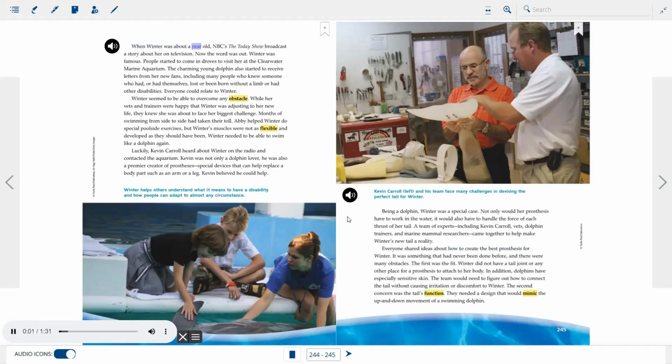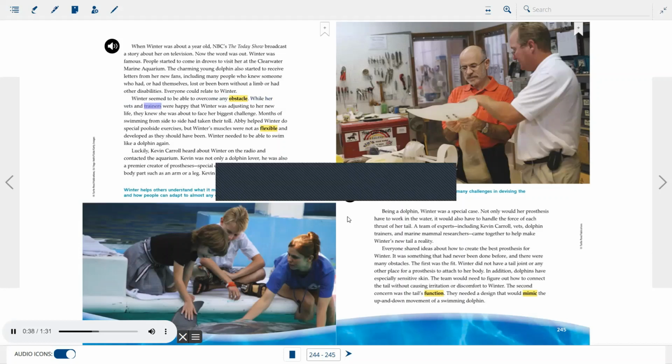When Winter was about a year old, NBC's The Today Show broadcast a story about her on television. Now the word was out. Winter was famous. People started to come in droves to visit her at the Clearwater Marine Aquarium. The charming young dolphin also started to receive letters from her new fans, including many people who knew someone who had, or had themselves, lost or been born without a limb, or had other disabilities. Everyone could relate to Winter.